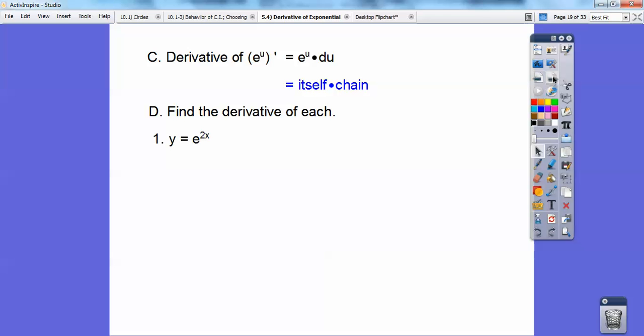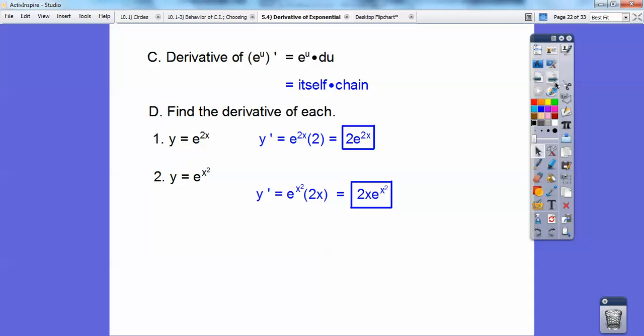Find the derivative of each. Y equals e to the 2x. So it's going to be itself times the chain. The chain is 2, so it's 2e to the 2x. Okay, let's try e to the x squared. Itself times the chain. This time it's 2x e to the x squared. Here's itself right here, here's the chain. Itself times the chain.